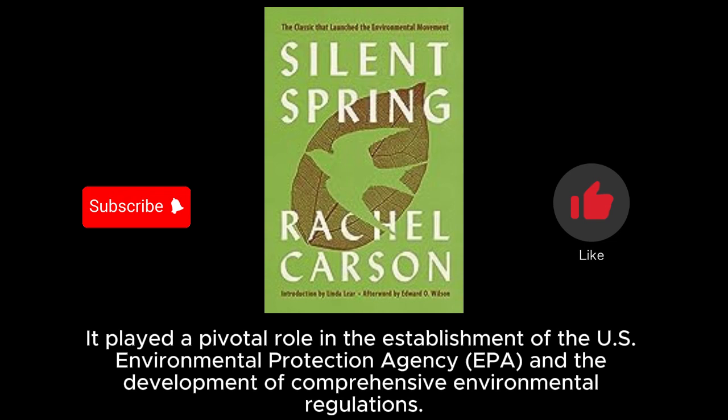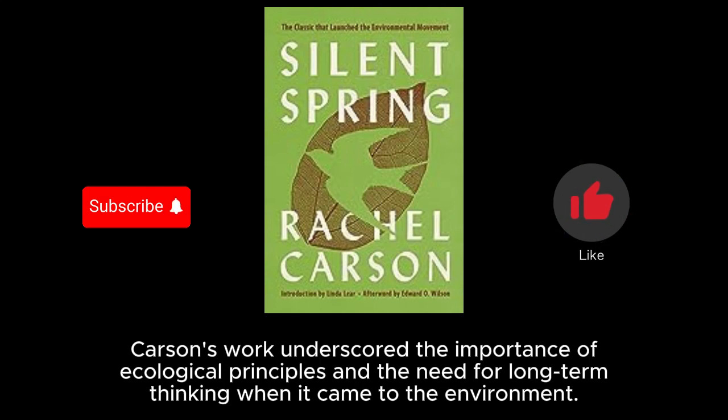It played a pivotal role in the establishment of the U.S. Environmental Protection Agency (EPA) and the development of comprehensive environmental regulations. Carson's work underscored the importance of ecological principles and the need for long-term thinking when it came to the environment.